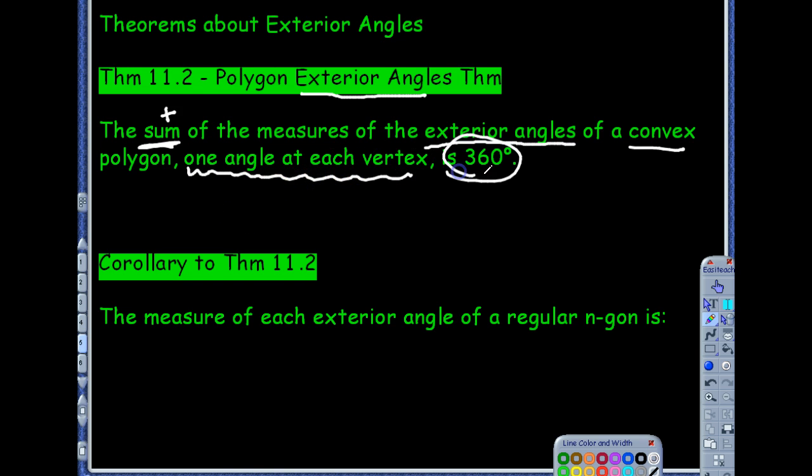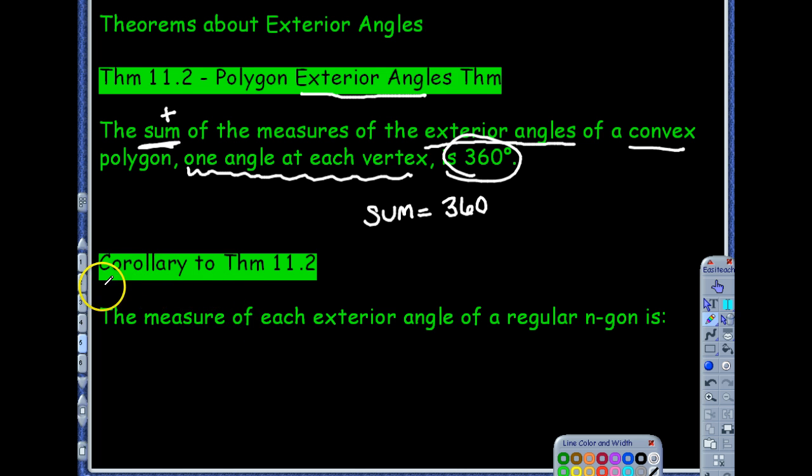It will always be 360. So if you add up all the exterior angles of any type of convex polygon, it will always be 360. So it's kind of convenient because you don't ever actually have to find anything. Like with the interior angles, you have to know how many sides it is, and then subtract 2 and multiply by 180. This one is just 360.